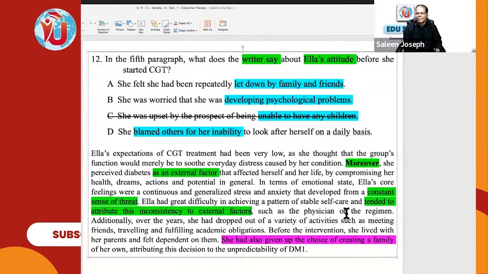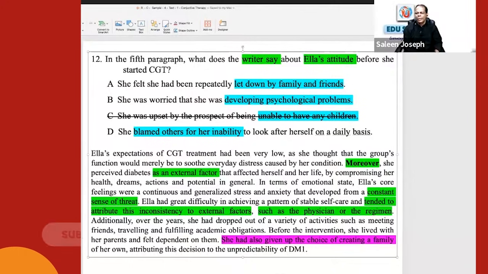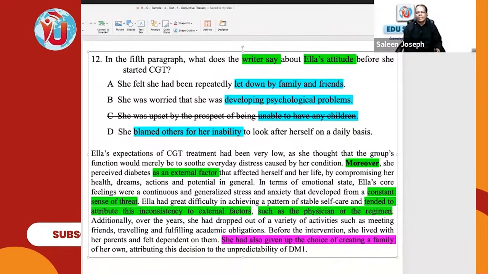Attribute to external factors means your problems you are attributing to some others, means blaming others for your problems. Is that clear? Yes. Such as the physician is responsible for that, doctor is not okay, that's why I am not getting healed, or the treatment process is not okay, that tablet is not okay, that's why I'm feeling exhausted. All those accusations. So blaming, right? Blaming the physician, blaming the regimen, external factors. Is that clear?